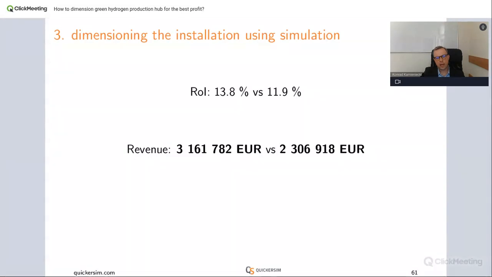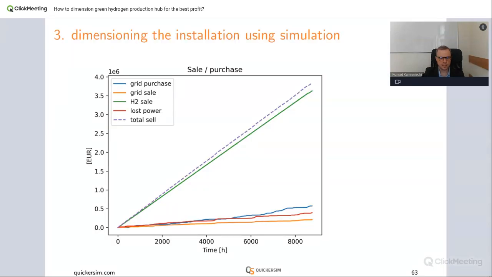Revenue for those two cases looks like this. We have 3.1 million euro annually compared to 2.3 million euro annually. The difference is over 800,000 euros. So I think that money is worth making such an analysis. Getting over 800,000 euros more every year, I think, is a pretty big deal. Okay, and this is it.